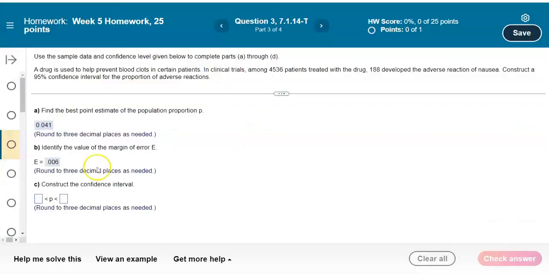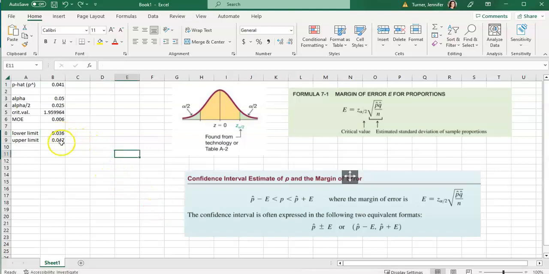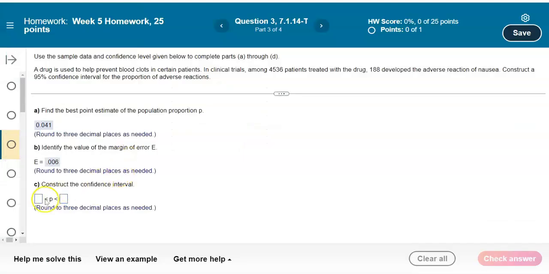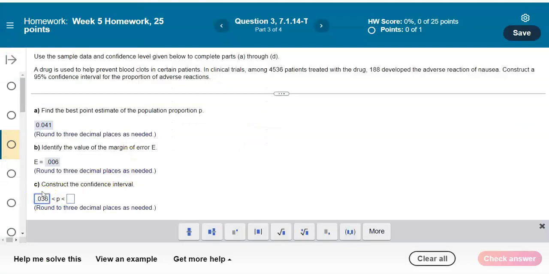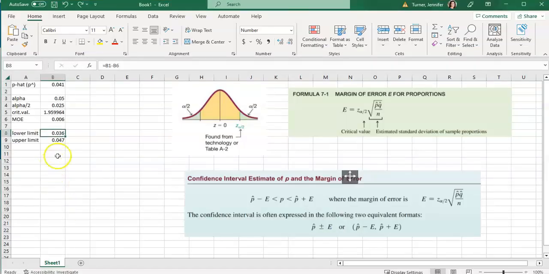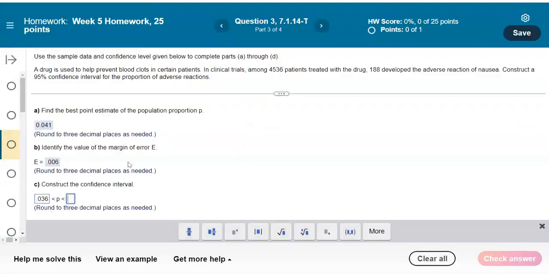Let's go ahead and check. We want 3 decimal places again. So these are already to 3 decimal places, which is nice. So we have 0.036 for the lower and 0.047 for the upper.